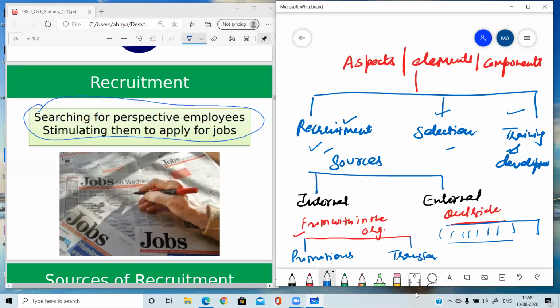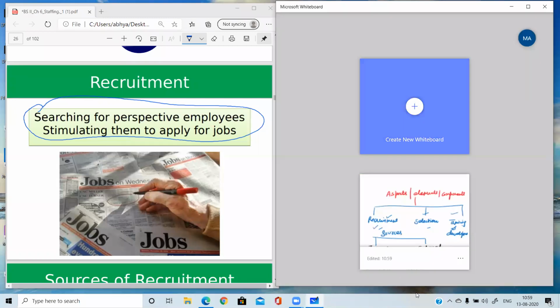Recruitment is a process of searching for the prospective employees and encouraging them to apply for the jobs. Then we must know from where we get the employees. For this, we have two sources: internal sources and external sources. Internal sources means getting the employees from within the organization, and further they are of two types: promotions and transfers. Now we will discuss these two types in detail.